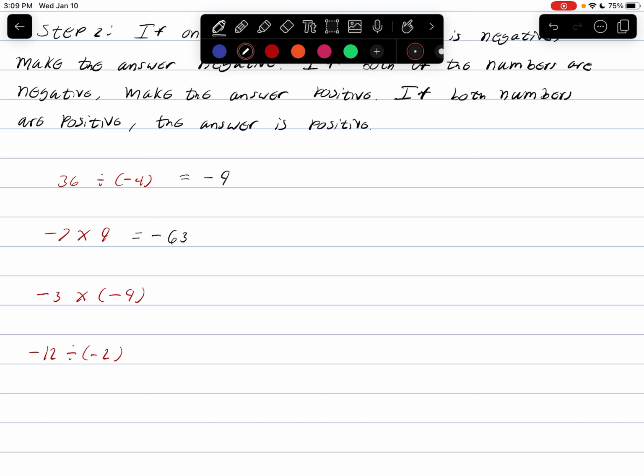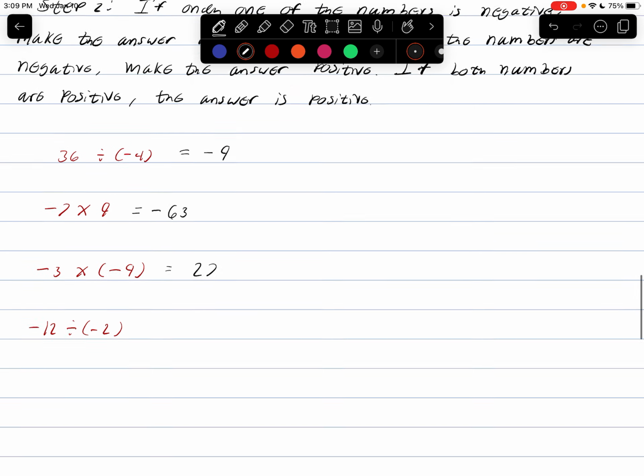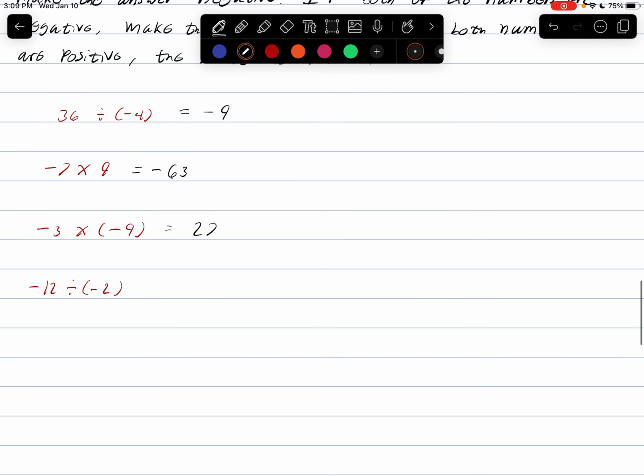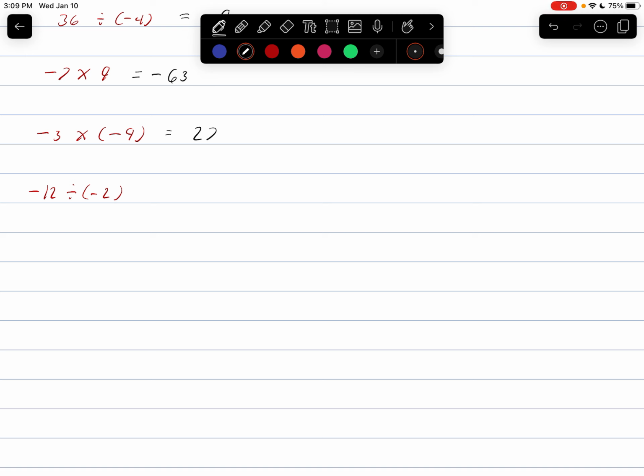Okay, so now let's look at negative 3 times negative 9. So first, we multiply them, ignoring the signs. So if we have 3 times 9, that's going to give us 27. Okay, but since we have two negative numbers here, negative 3 and negative 9, we're going to have a positive answer. So we could actually just leave this alone, and we're going to say we have positive 27.